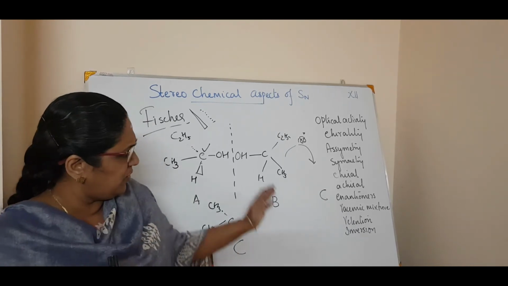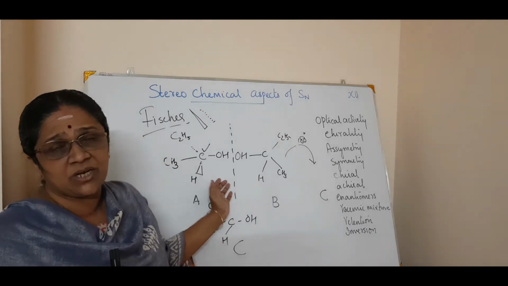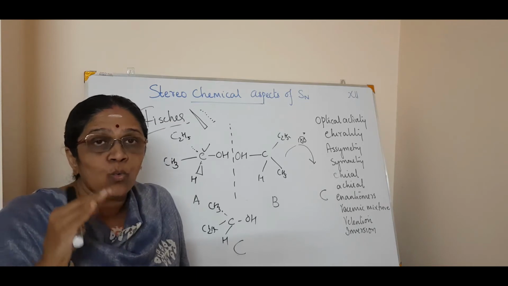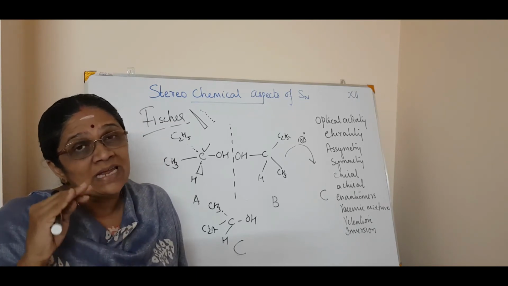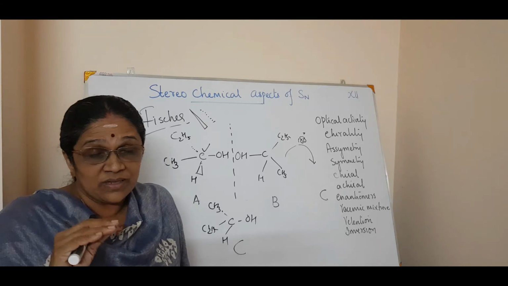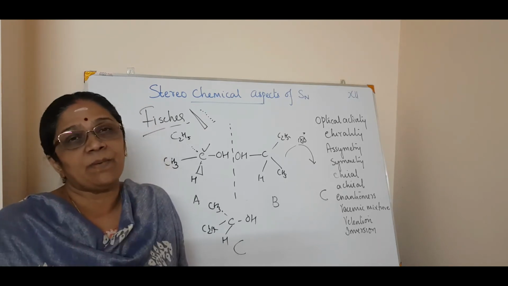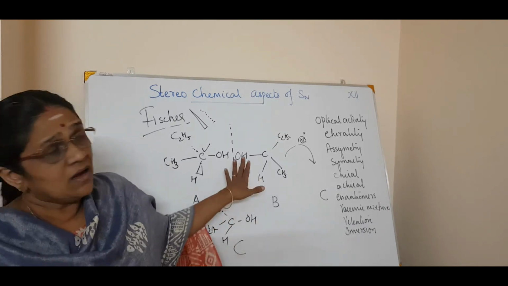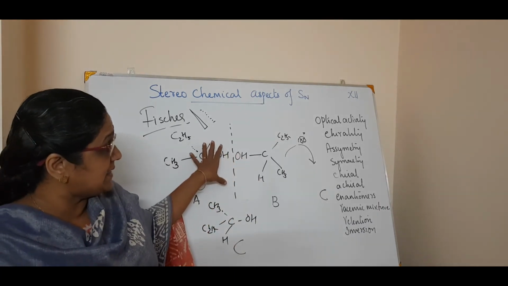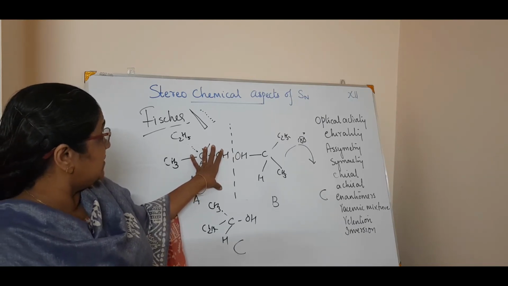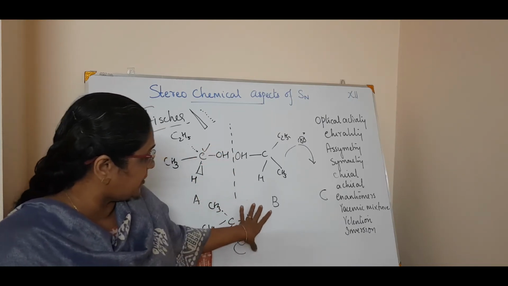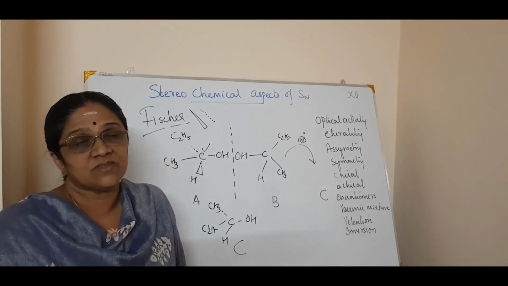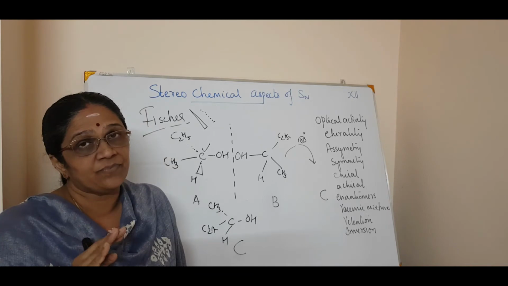Okay, if you get away from this Fischer projection, the simple method to know whether a compound is optically active or not is to know whether it has an asymmetric carbon atom. That is the first and foremost thing. So that is about the asymmetric carbon atom, and the Fischer projection formula is used to see whether a compound is optically active or not. So I hope you understood this formula.